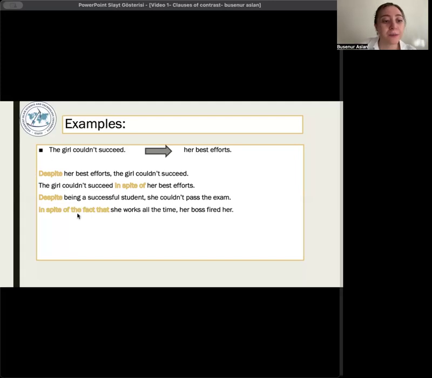And you see, in spite of the fact that, I use it, it takes a full sentence formation. She, subject, works, verb, all the time. In spite of the fact that she works all the time, this is a positive, she works. Her boss fired her, this is negative. It gives the meaning of contrast.